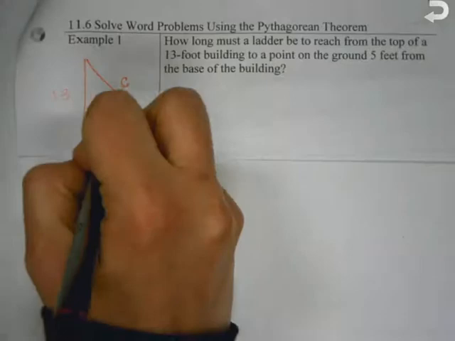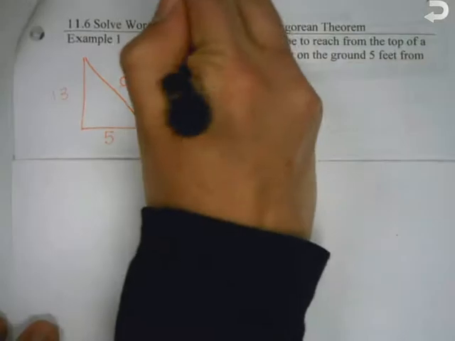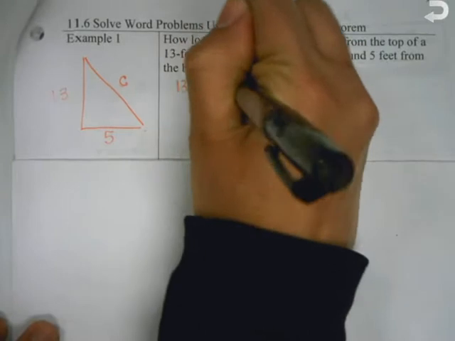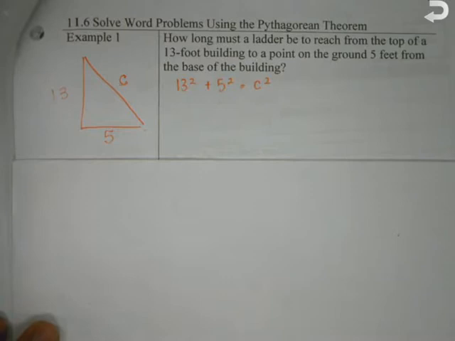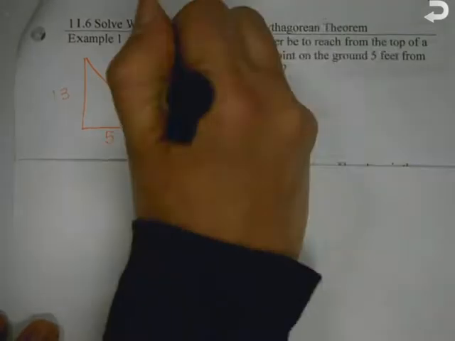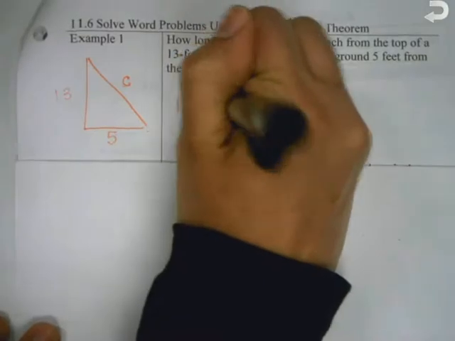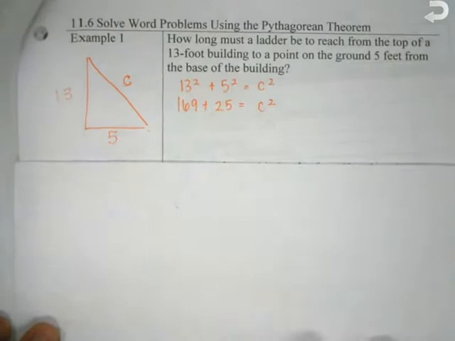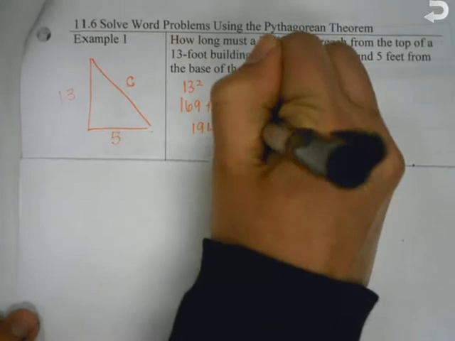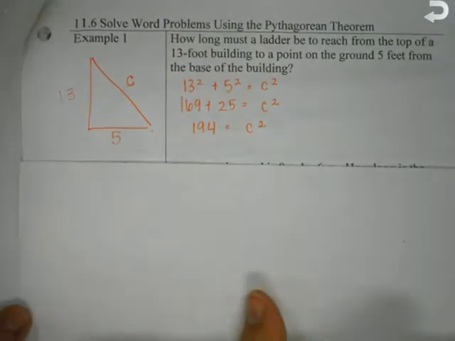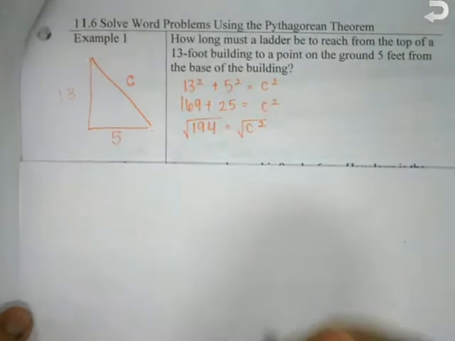And how far away is the ladder from the building? 5 feet. So can we use Pythagorean theorem? Yes, this is going to be 13 squared plus 5 squared equals C squared. 13 squared is what? 169 plus 25 equals C squared. That's 194 equals C squared. And Brandon, what do I do next? Then I square root it. Excellent. So I square root. So C equals.